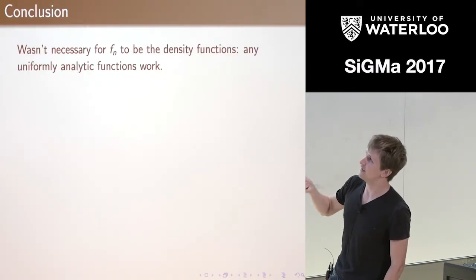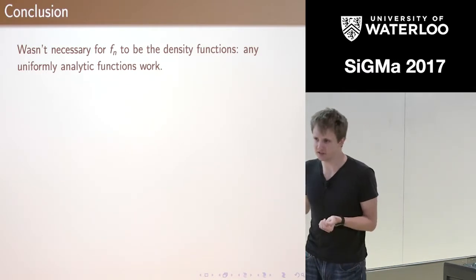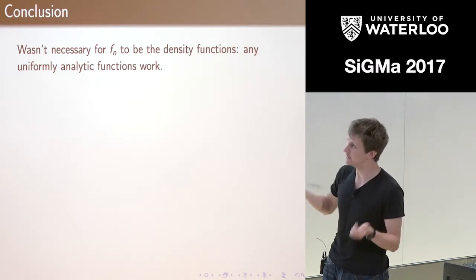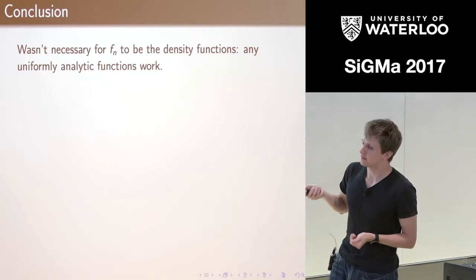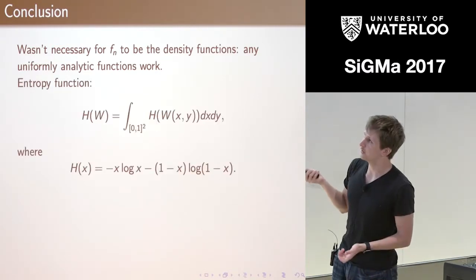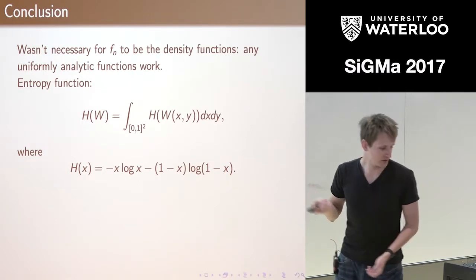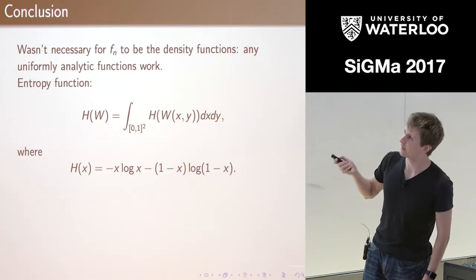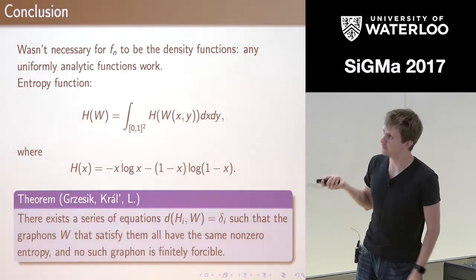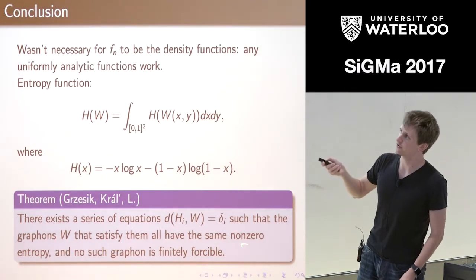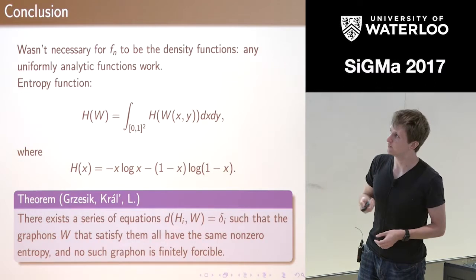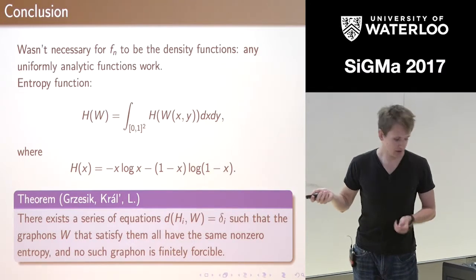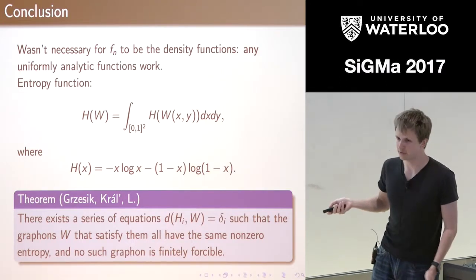I'll say one more thing here. For this Fn, it wasn't necessary for them to actually be the density functions. We used that they're nice, which I didn't define precisely, but that's all we used about them. In particular, Dan mentioned this entropy function, and we can actually add that to be one of the functions. This can give a slight extension of our result where we have this finite set of constraints, and not only is any W that satisfies them not finitely forcible, but they all have the same non-zero entropy. And I'll finish there. Thank you for your attention.